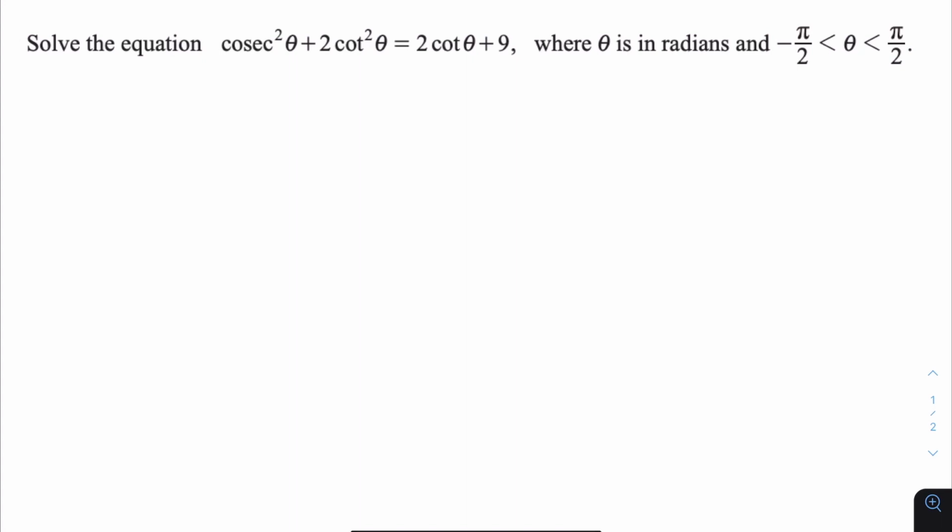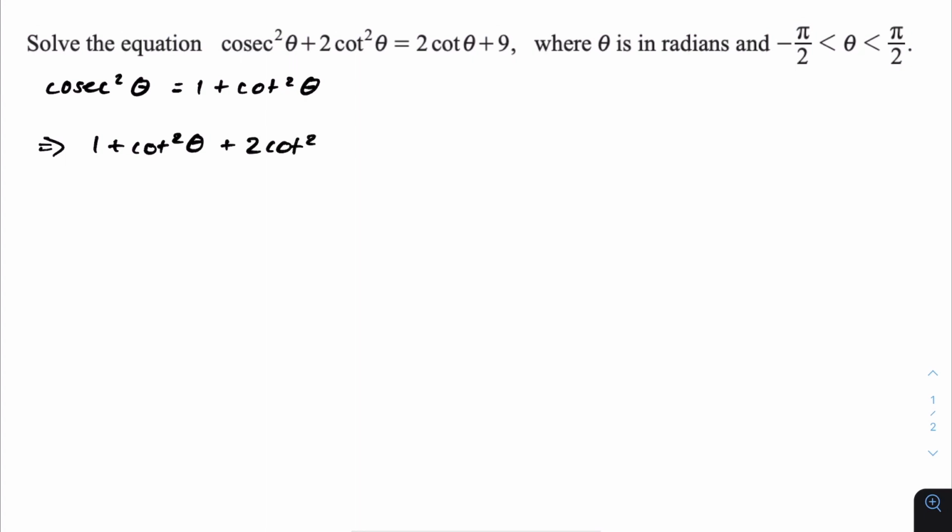So the identity is cosecant squared theta is equal to 1 plus cotangent squared theta. And the AdMath syllabus expects you to be able to make that connection, so make sure that you're constantly looking out for these things. So if we substitute that into our equation, we get 1 plus cotangent squared theta plus 2 cot squared theta is equal to 2 cot theta plus 9.